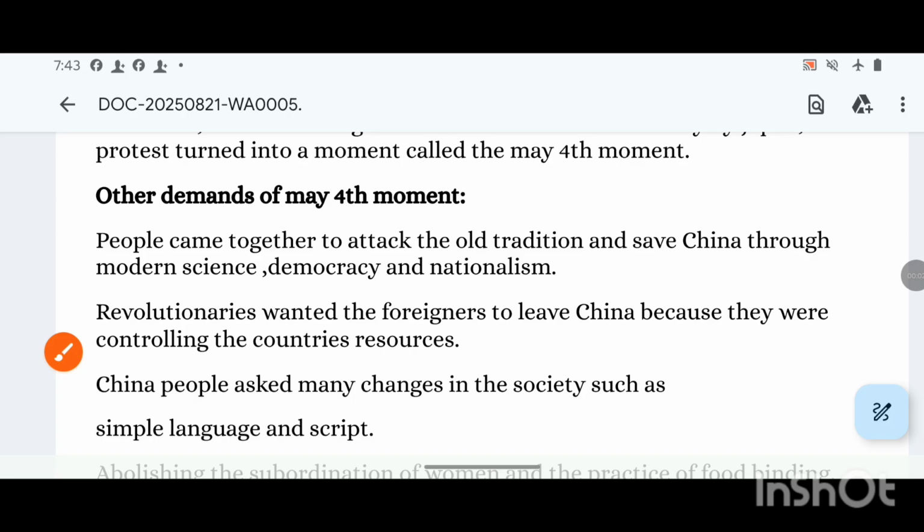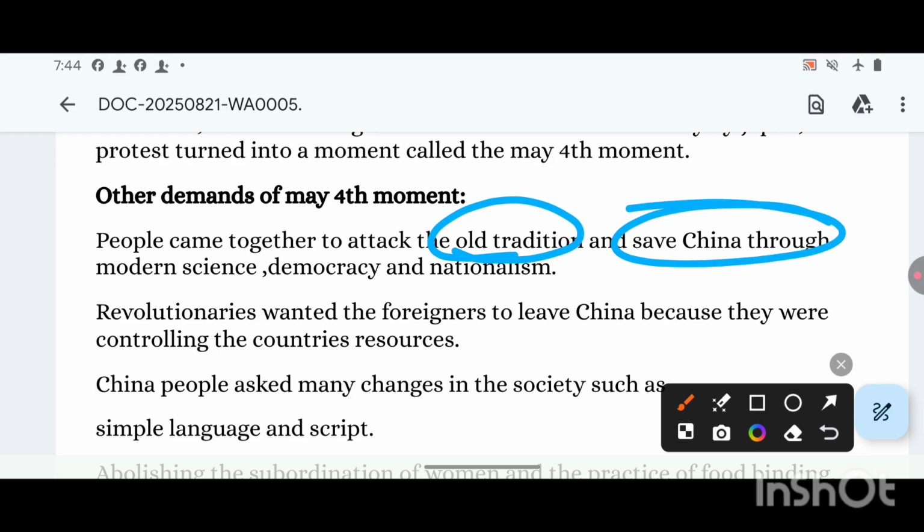Now, the other demands of the May 4th Movement. Japan did not give the territorial places to China, so China protested against the Versailles Treaty Conference. The main reason for the May 4th Movement is that China did not get back its territories from Japan. Another demand: the Chinese people attacked old traditions. They did not want old traditions, they wanted new traditions, and to save China through modern science, democracy, and nationalism.